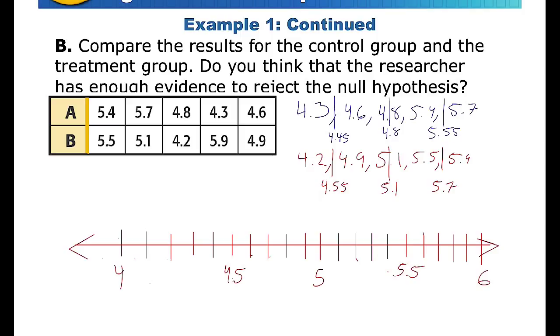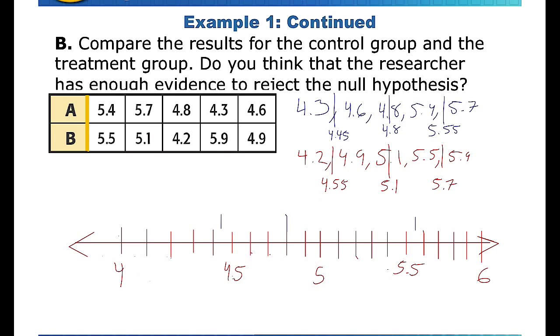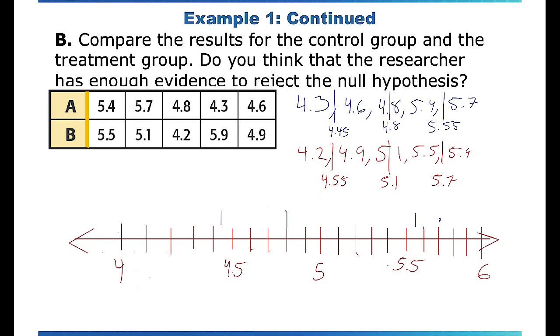So on our number line, and these are going to be kind of scrunched together, but we'll make do. So I'm going to do Group A first in blue. We said our median was at 4.8, so that's right here. Our quartile 1 is at 4.45, so right here. And our quartile 3 at 5.55 up here. And we have a maximum of 5.7 right here, and a minimum of 4.3, which is down here. Now make sure you complete your box and draw your whiskers. So that's our box and whisker for Group A.